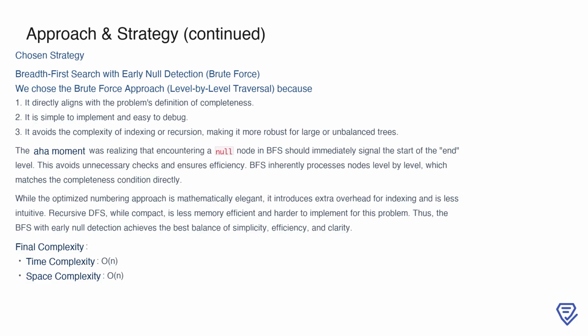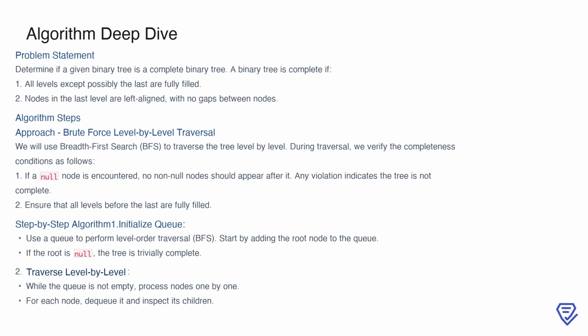While the optimized numbering scheme is mathematically elegant, it introduces complexity that's unnecessary for this problem. Similarly, the recursive DFS approach, though compact, is less memory efficient and harder to implement. Our chosen strategy strikes the right balance of simplicity, clarity, and efficiency, achieving a final time complexity of O(n) and space complexity of O(n).